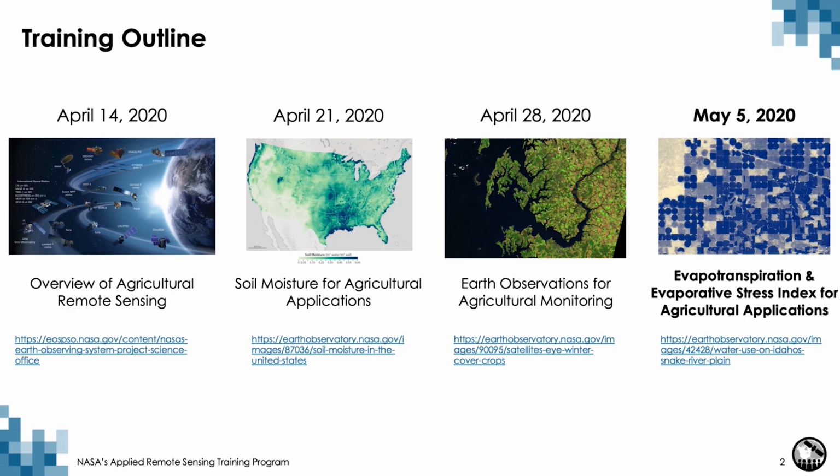Today, he'll be discussing the importance of evapotranspiration for agricultural applications, satellite methods for estimating evapotranspiration, case studies using the ALEXI model, an overview of the evaporative stress index, as well as highlighting an exciting new evapotranspiration monitoring tool he and his colleagues created in Google Earth Engine.